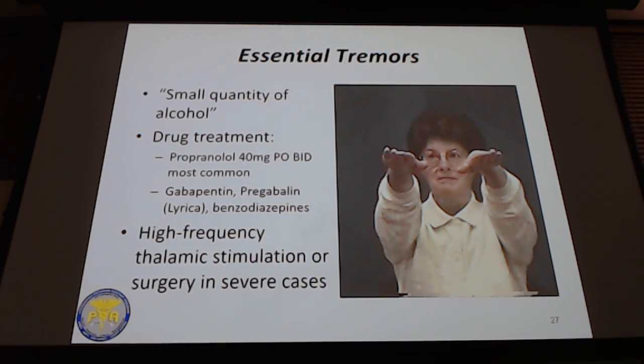or benzos, which is a little aggressive, but essentially that's going to work the same as alcohol. So, God bless you. If that's not getting any better, send them to neurosurgery, right? They can do high-frequency thalamic stimulation or surgery. That ain't our wheelhouse. So if they fail medical management, we refer them out.